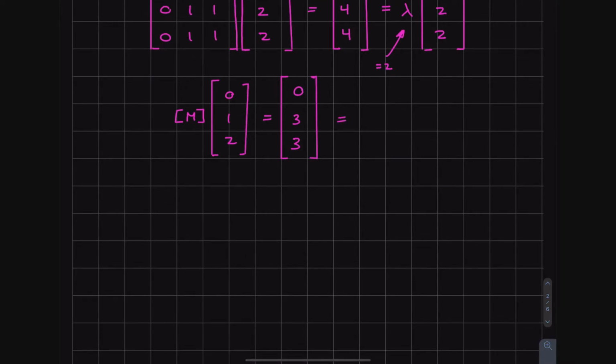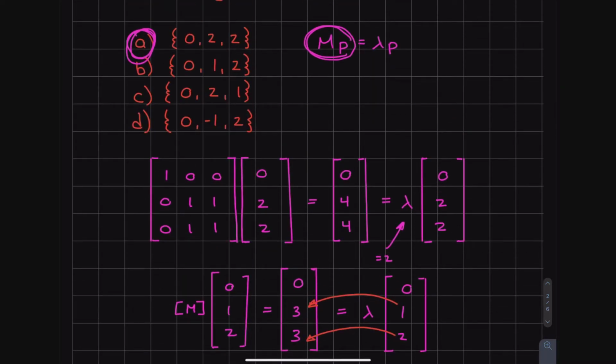And this is supposed to be equal to lambda times what we had in B. So we know that B was 0, 1, 2. And as you can see here, there is no possible way that any lambda will give us this, because to go from 1 to 3, lambda has to be 3. But if we go from 2 and we times that one by 3, we get 6. We don't get 3. There's no possible lambda to actually map these together. So therefore, we know that B is for sure not an eigenvector.